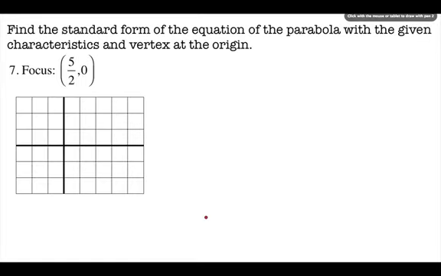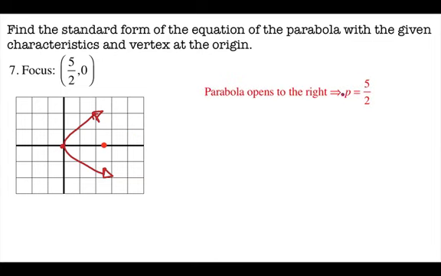Different problem says find the standard form of the equation of the parabola with the given characteristics and vertex at the origin. So this is where my vertex is. This is my focus. Keep in mind that the parabola wraps around the focus, so I can sketch something that looks like this. So I know that this parabola is opening to the right, and not only that, the p is equal to 5 over 2.